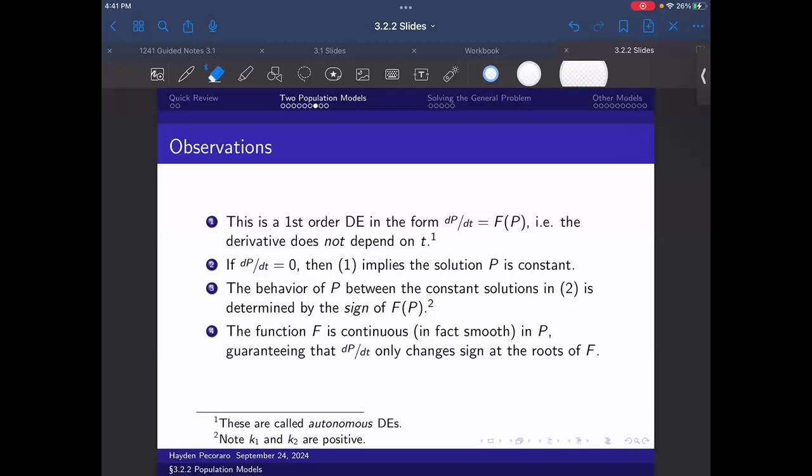The last part is that the function f that we had is a polynomial, so it's continuous in p. And what that does is it guarantees us that dp/dt doesn't change sign anywhere except at those roots. So the population won't go from 80 and increasing to 81 and decreasing, because it doesn't cross a root there. You have to cross 125 or 0 in order to change sign.